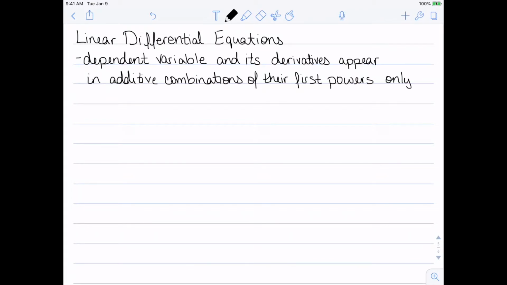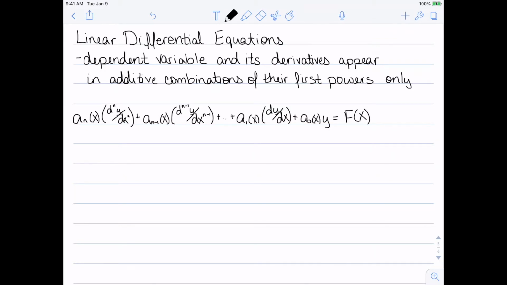The last thing we want to define for now is linear differential equations. So linear differential equations are ones where the dependent variable and its derivatives appear in additive combinations of their first powers only. The first powers part means I can't have a derivative squared or derivative cubed. The additive part means I can only add or subtract my derivatives. I can't multiply, for instance, y times the derivative of y. I can, however, multiply by the independent variable.